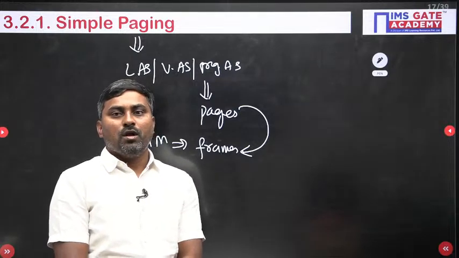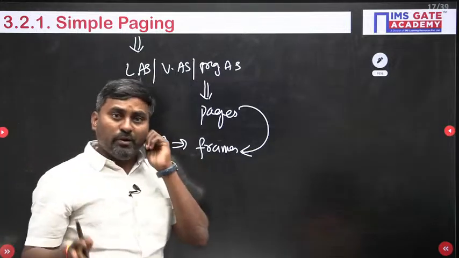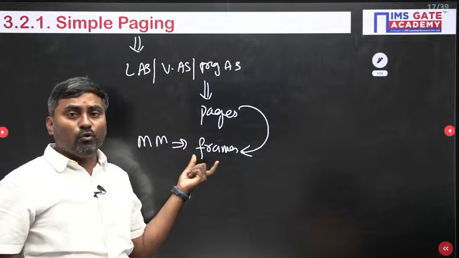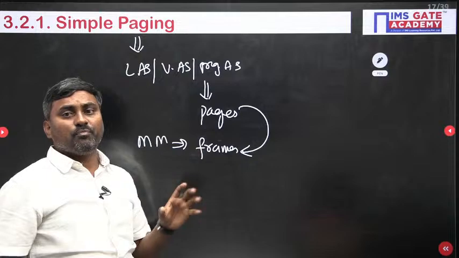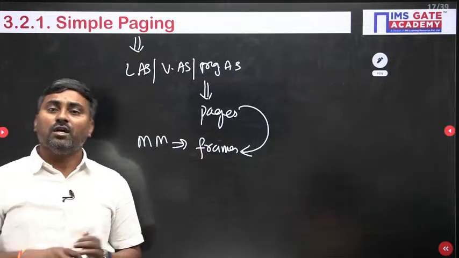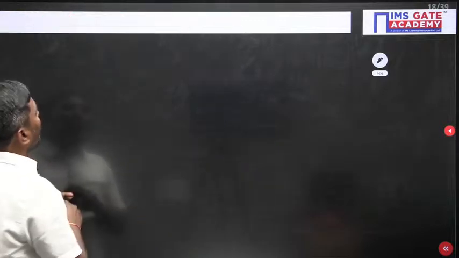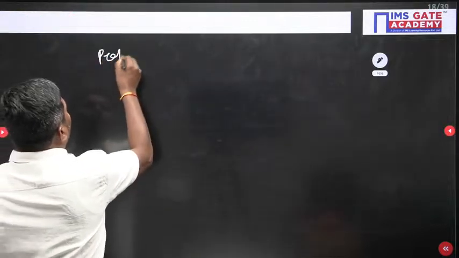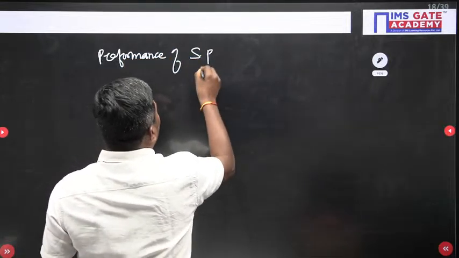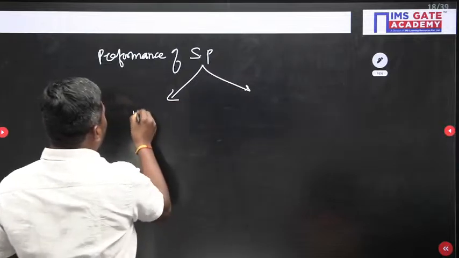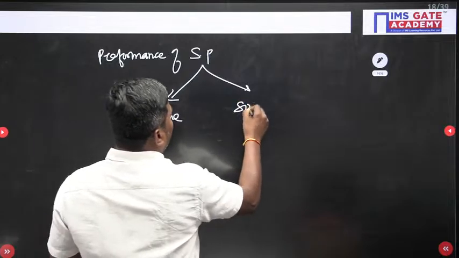Now regarding performance issues, in the classroom we might have studied this. Understand how to divide the memory into frames, how to divide the program into pages, and how to translate logical to physical address; that should be clearly revised. Now, the performance of simple paging has two aspects to see: one is time issues and the other is space.